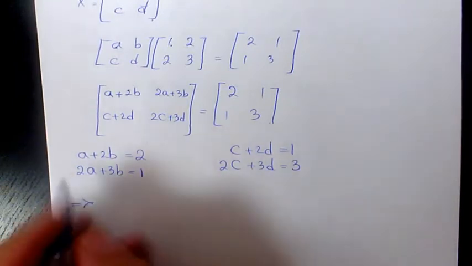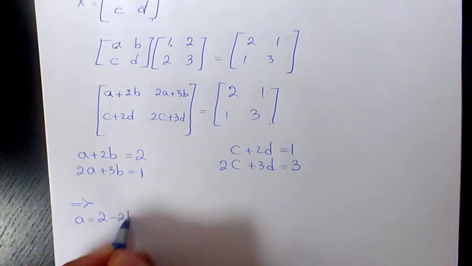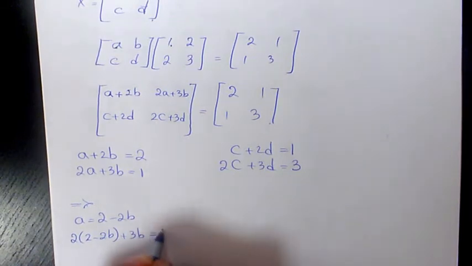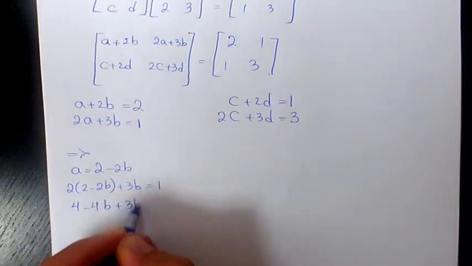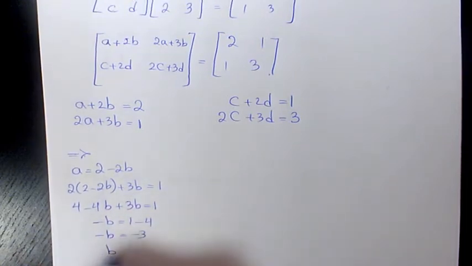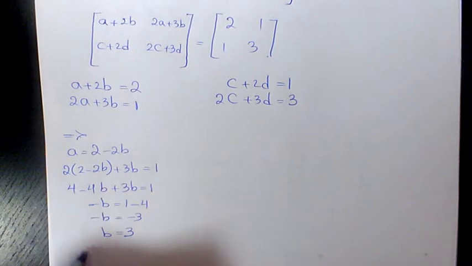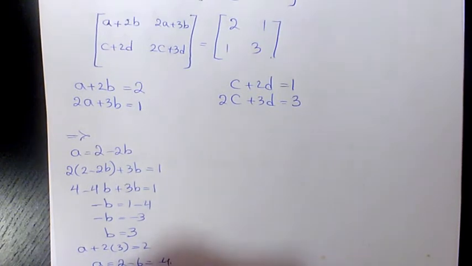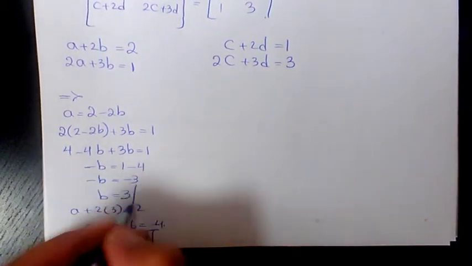So what I'm going to do is use the substitution method. a will be 2 minus 2b, and I sub it in the second equation. 2 times (2 minus 2b) plus 3b equals 1. So 4 minus 4b plus 3b equals 1. So negative b equals 1 minus 4, so negative b is negative 3. So b will be 3. When you sub it there, it's a plus 2 times 3 equals 2, so a is 2 minus 6, which is negative 4. So a is negative 4, b is 3.